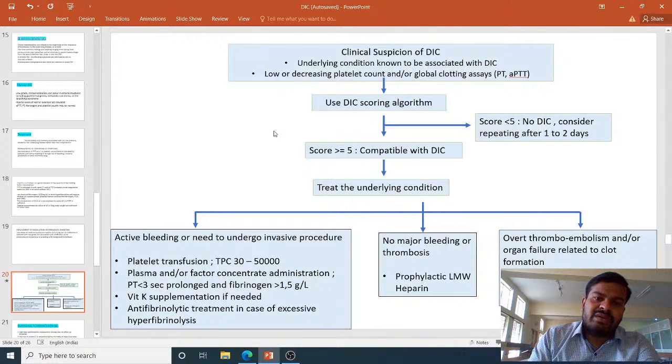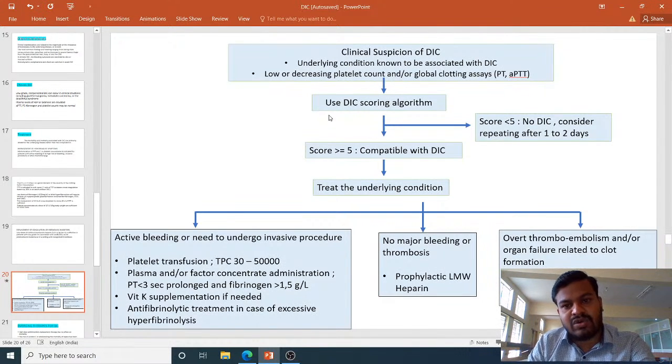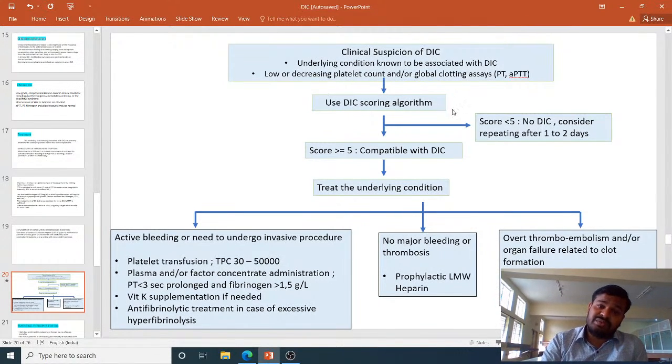So coming to the algorithm, how to evaluate DIC. If there is a clinical suspicion of DIC or any underlying condition known to be associated with DIC, or there is low or decreasing platelet count or abnormal global clotting assays, use the DIC scoring algorithm which I have discussed before. You score the platelet count, the fibrin degradation products, the PT, and so on.